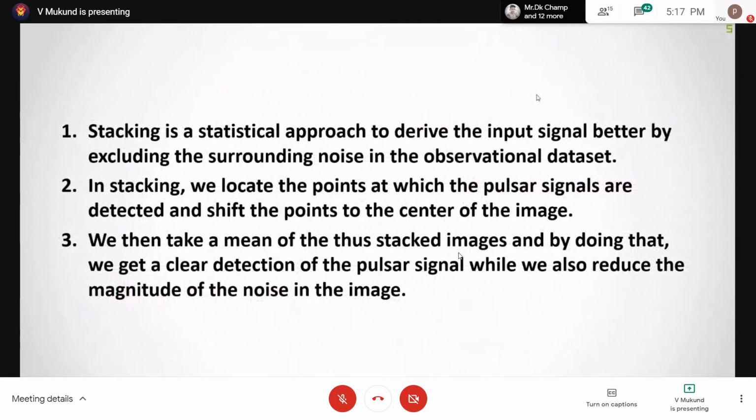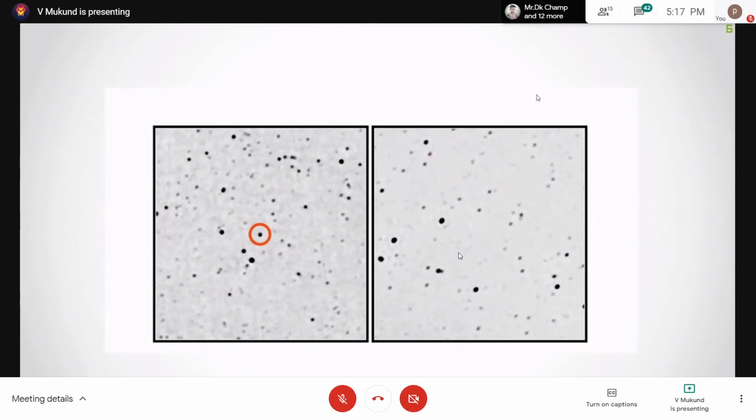Then what we do is we locate the points of the pulsars where the signals are detected. In this case, we see the input signal of the pulsar is in the center of this image. And in the next image, we can see that the signal is missing here. We're not able to detect a signal here. This could be due to various reasons, such as the emission of the radiation is not spontaneous, or another body has absorbed some amount of radiation, which has led to an inefficient signal being mapped by the telescope.